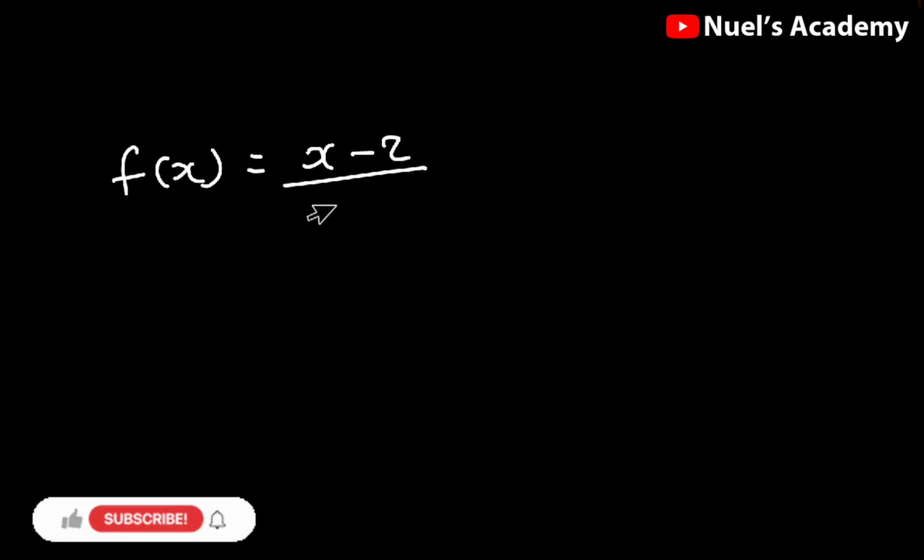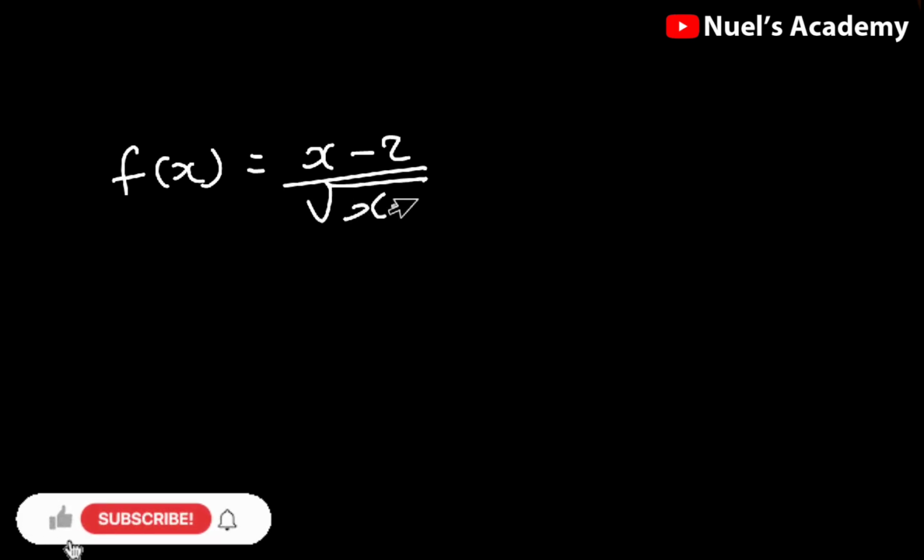We have f of x is equal to x minus 2 over the square root of x minus 3. I want you to pause this video and try this question. If you are done solving it, you unpause it and check the solution. Now we have x minus 2 divided by the square root of x minus 3. We don't have a problem at the numerator, but the denominator is where we have a little bit of a problem.